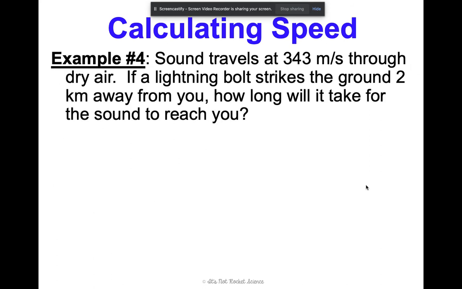For example number 4, sound travels at 343 meters per second through dry air. If a lightning bolt strikes the ground 2 kilometers away from it, how long will it take for the sound to reach you? So we're looking for time.